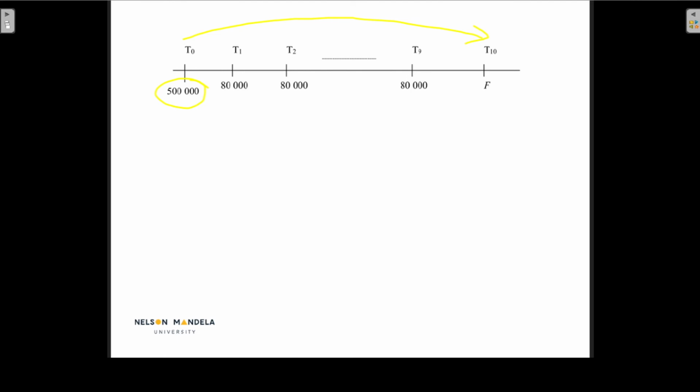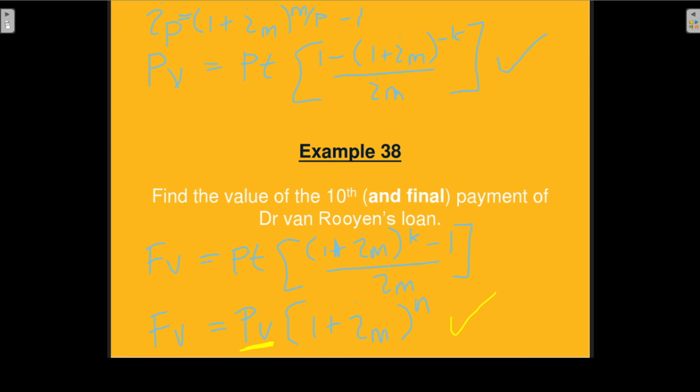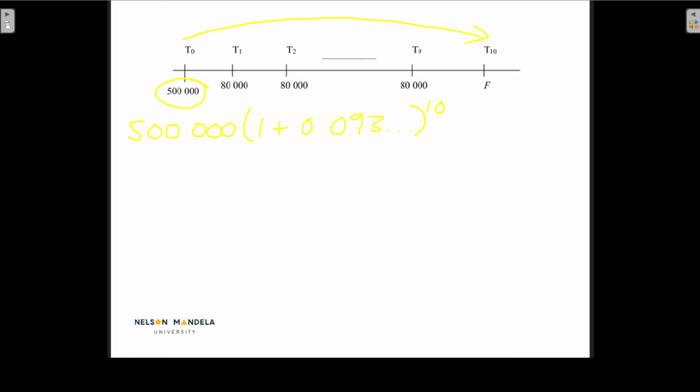Okay, so to do that, we will take the 500,000 rands and we move it to time t10. Again, I'm not going to write out all the decimals. I move it 10 time periods forward. So this is a single amount that I move to time t10. That is why I make use of this formula here. Okay, and that is then equal to the value of my annuity at time t10.